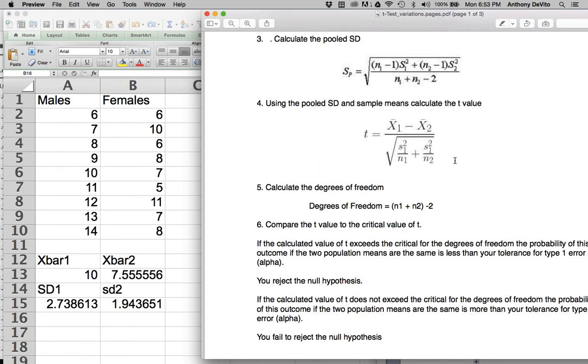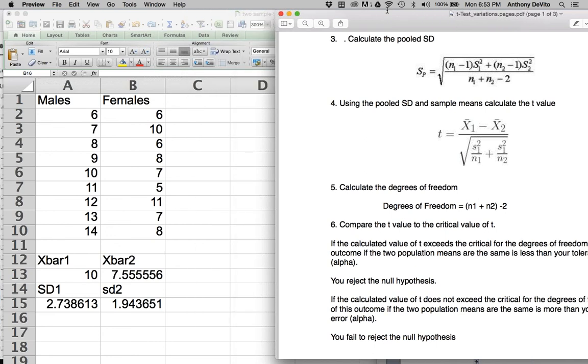Okay, so let's give that a try. Let's calculate the pooled standard deviation. The pooled standard deviation is going to be equal to the sample size minus 1 times the standard deviation squared. Anybody remember what the standard deviation squared is called? That's the variance, right? Okay.